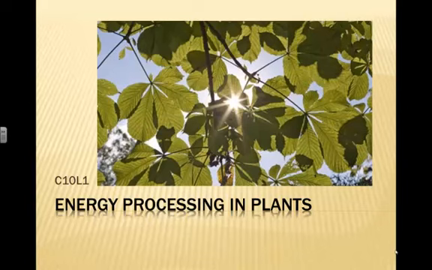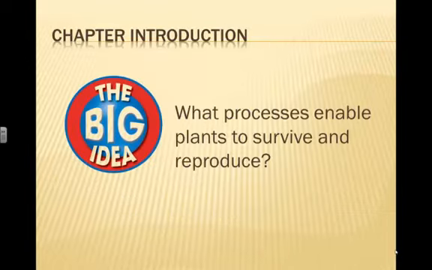In this section, Chapter 10, Lesson 1, we're going to be reviewing two of the most important biological processes, and that's cellular respiration and photosynthesis. So a lot of this is a review, and hopefully you remember it. So the big idea is what processes enable plants to survive and reproduce.